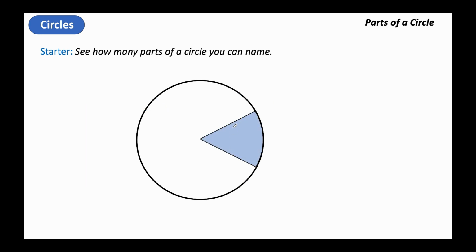And this is like a slice of cake. You've got your cake, you're looking down on it, you cut your slice. This is called a sector.